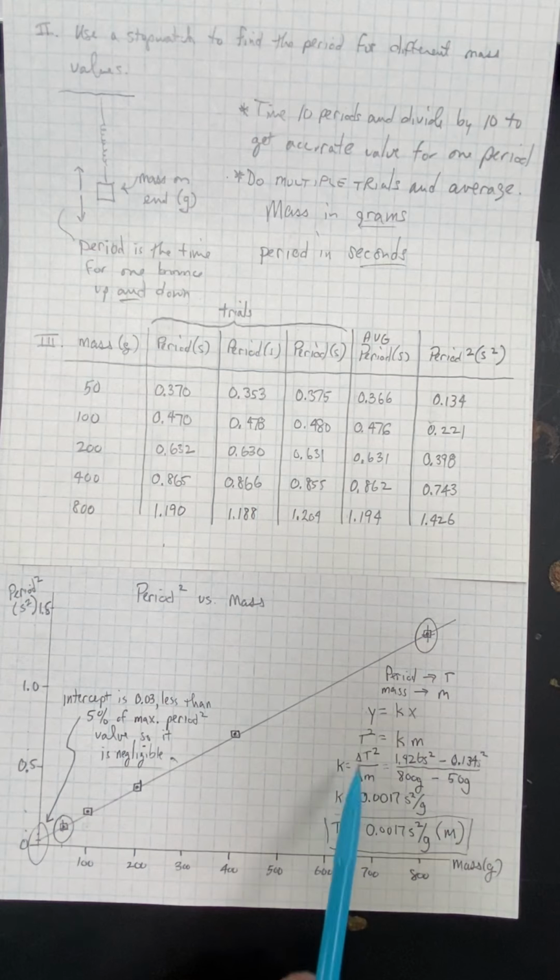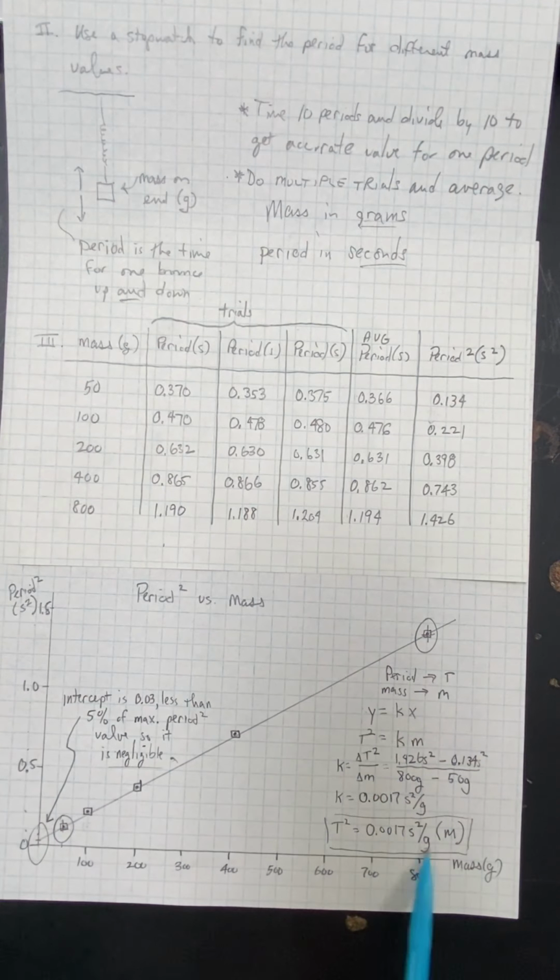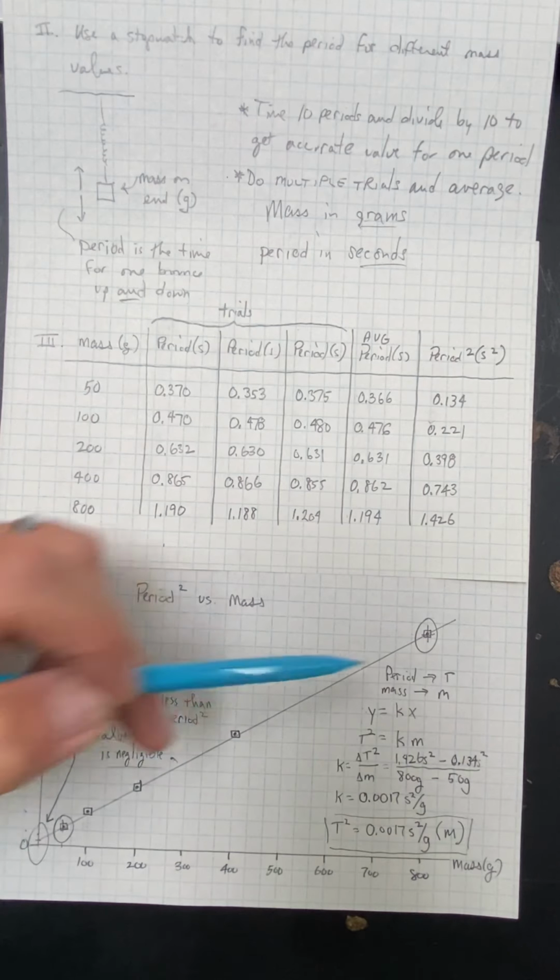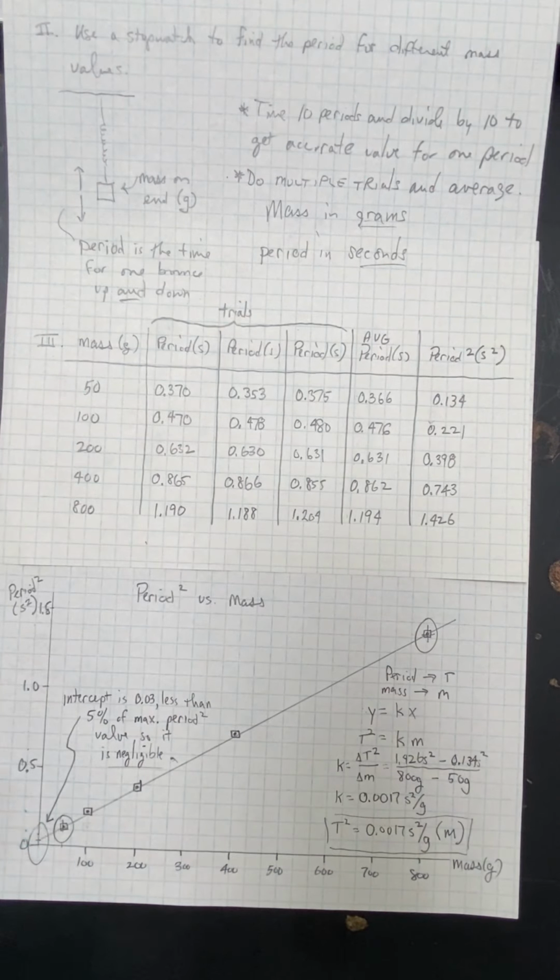So rise over run, change in T squared. It's the change in this axis divided by the change in mass. That's this axis. I picked 2 points, and you got to label them. 2 points that actually do sit on my line. They don't have to be measured points, but I chose these two because I already knew their values. They were measured, and they did sit on the line.